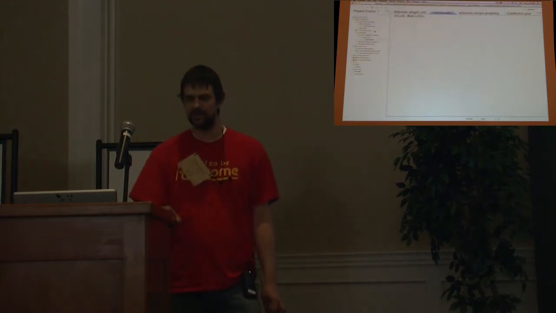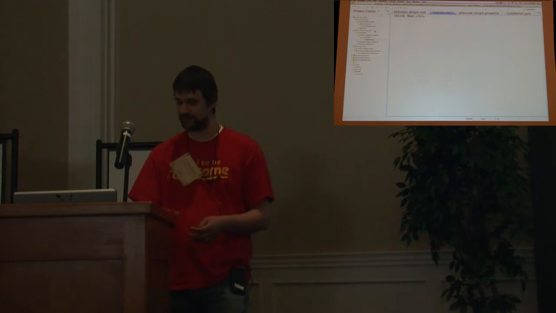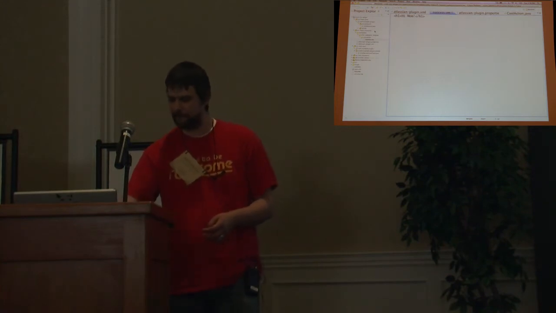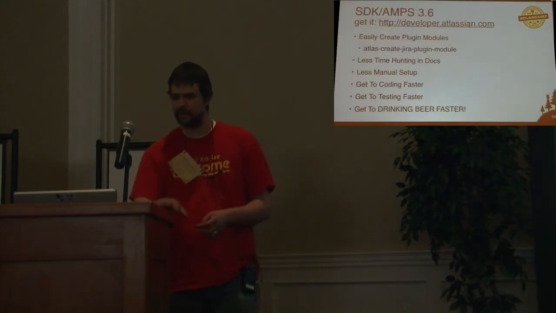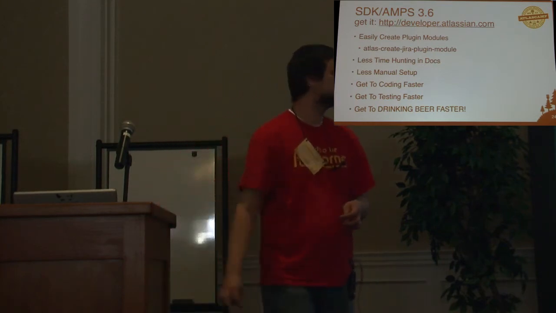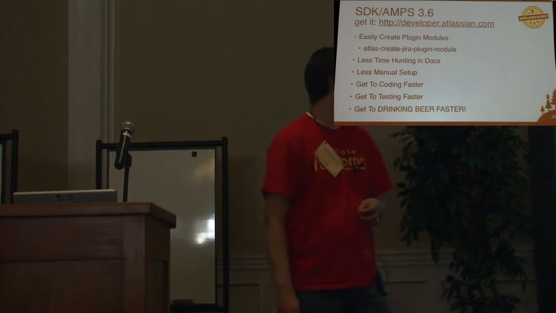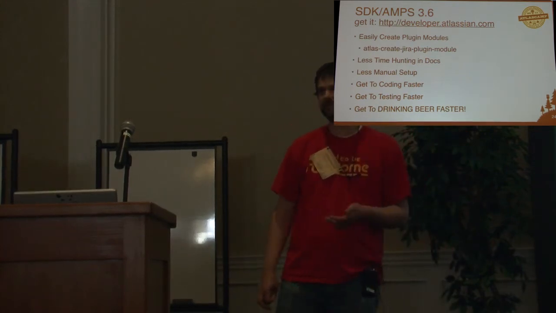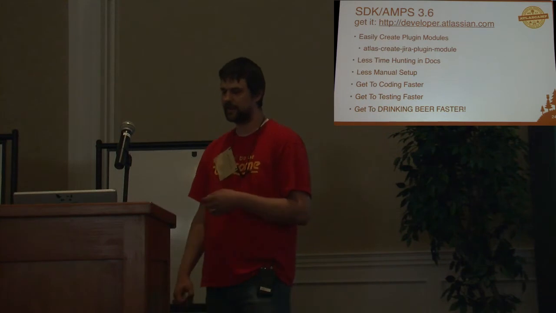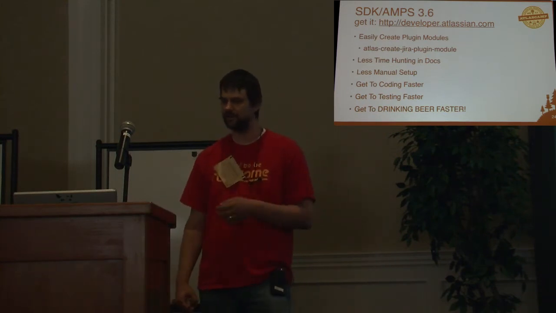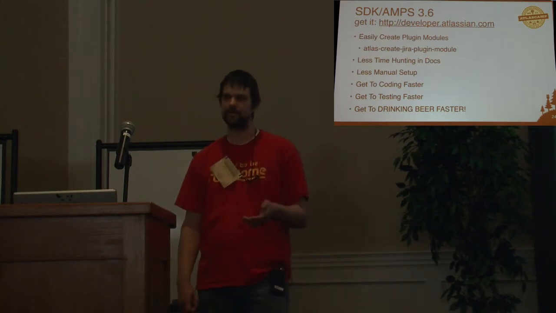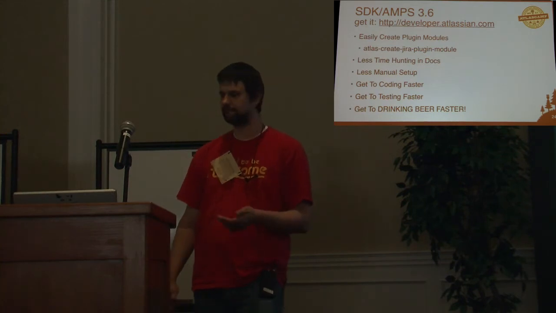You can see with these new commands how quick and easy it is to create plugin modules. So this is included in the latest version of the SDK, which is 3.6. You can get it at developer.atlassian.com. It really does help you speed up your development, easily create plugin modules. You spend less time going back and forth between docs and IDEs, which means you're getting to coding faster, you're getting to testing faster, and ultimately to drink beer faster.